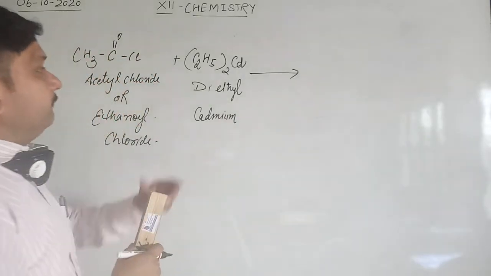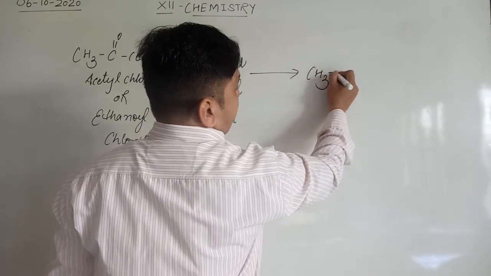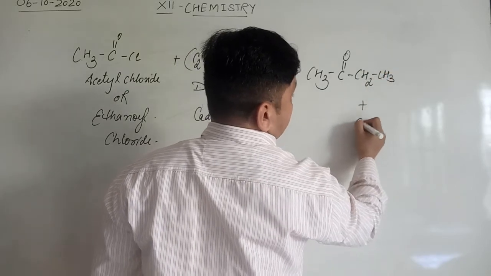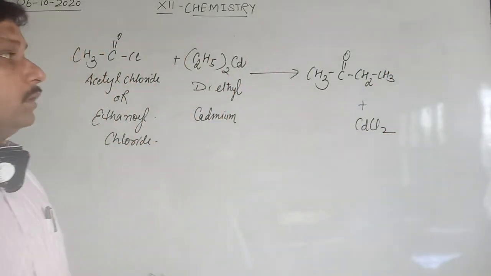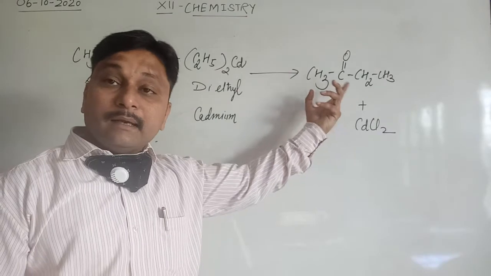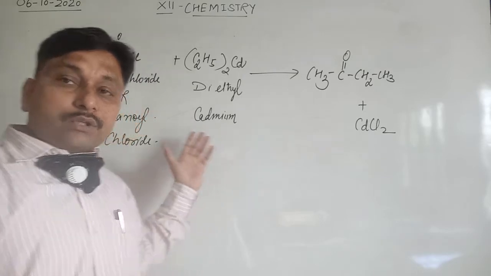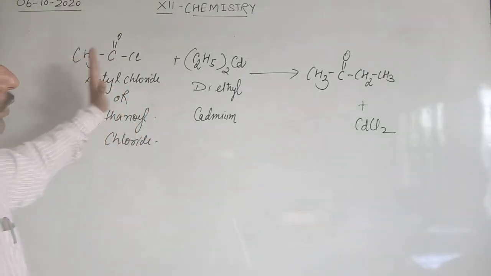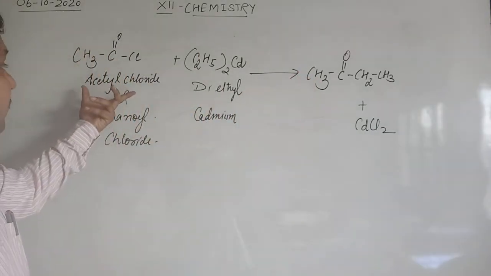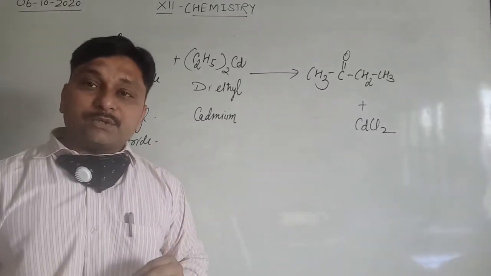So this diethyl cadmium when reacted with acetyl chloride converts into CH3COCH2CH3 plus CdCl2. So 2 carbon containing acetyl chloride converts into a 4 carbon ketone, because we used here the 2 carbon ethyl cadmium. So this is the conversion of acetyl chloride into butanone. This compound is butanone that contains 4 carbon atoms, and acetyl chloride has 2 carbon atoms.